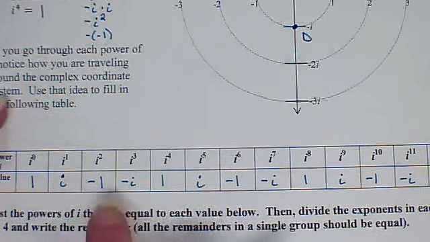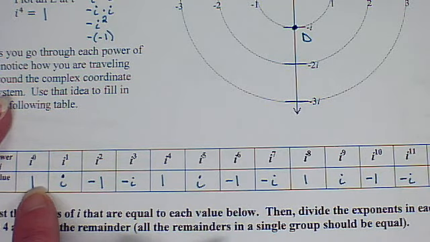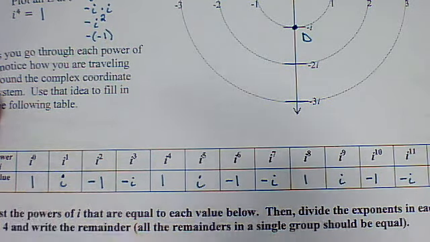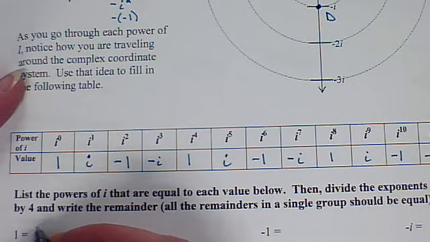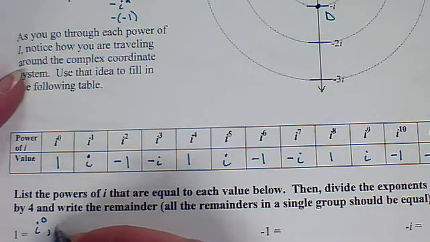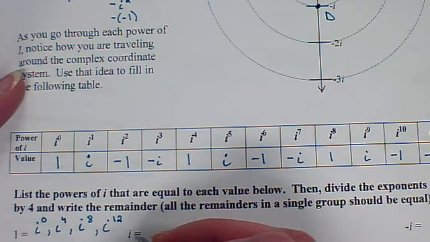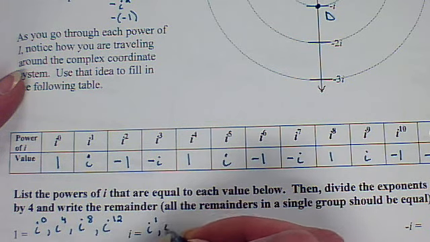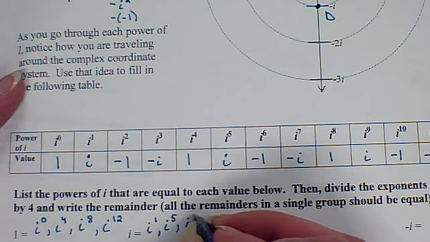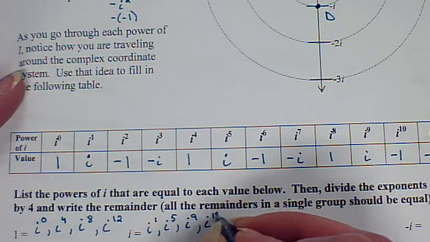Now I want you to notice something. Every time we're at 1, look at the exponents that give us 1. It was i to the 0, i to the 4th, i to the 8th, i to the 12th. They are all multiples of 4. Now if I go up one space from that, I get i. i to the 1st, i to the 5th, i to the 9th, i to the 13th all gave me i.